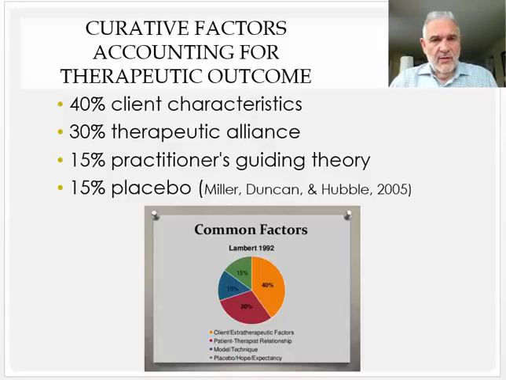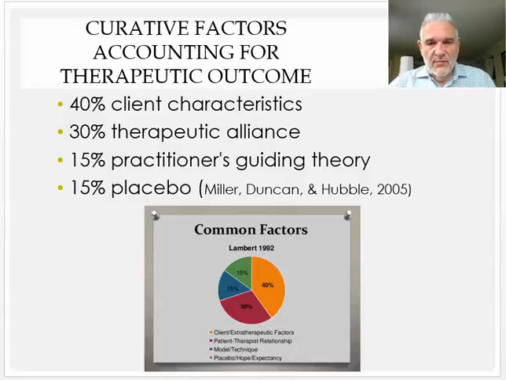Then there are curative factors accounting for therapeutic outcome. 40% are client characteristics in terms of what the client puts into it and takes from what you're doing. 30% is the therapeutic alliance. This is a really critical element of the success, the client's confidence in you and the sense that you really care about what's going to happen for the client. And then 15% he suggests is the guiding theory that one may use, and 15% is placebo effect. Curiously, you don't see a lot in here about the method or the model, and neither does Miller in terms of the research that he and his colleagues have discovered.